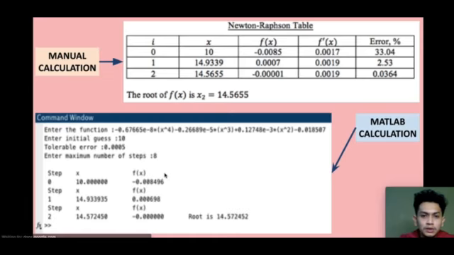This is the answer for the manual calculation. The answer we get for the manual calculation is 14.5655, and for the MATLAB calculation we get 14.572452. It is almost the same value. So that's all for me. The next slide will continue with the other presenter. Thank you.